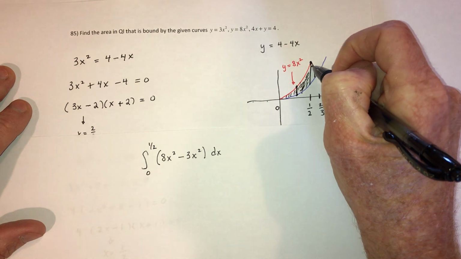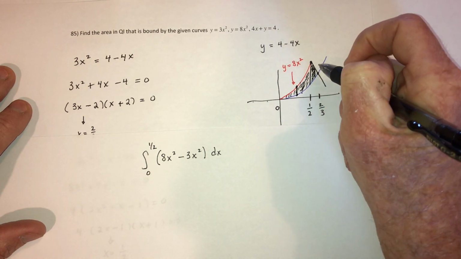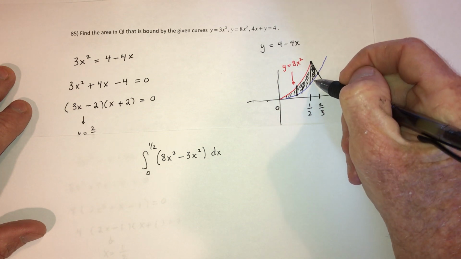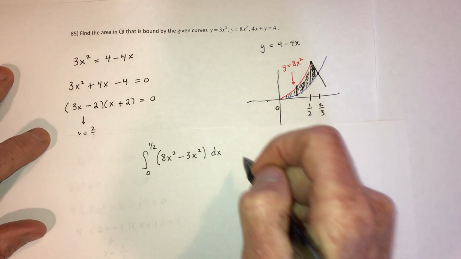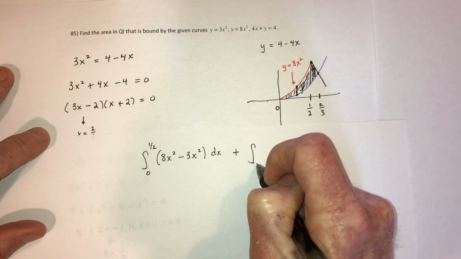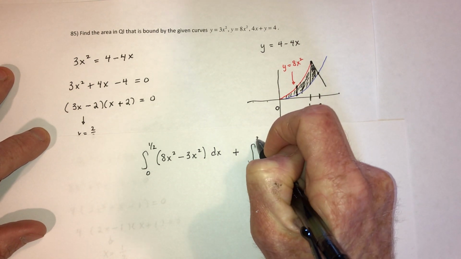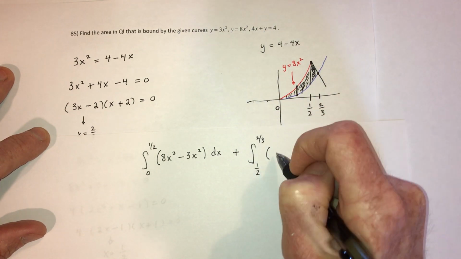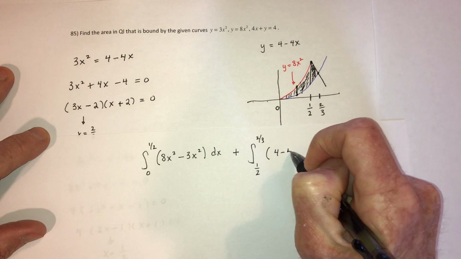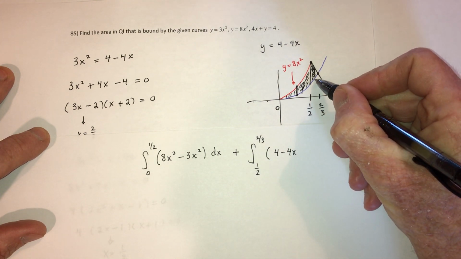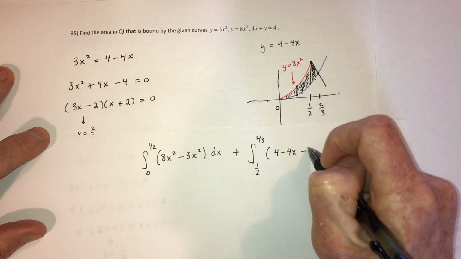Now for this area, the top function is the line, 4 minus 4x, and the bottom one is the blue parabola. So we need to add on the area when we integrate from 1/2 to 2/3. The top function is the line, 4 minus 4x. And then the bottom one is the blue parabola, which is 3x squared.